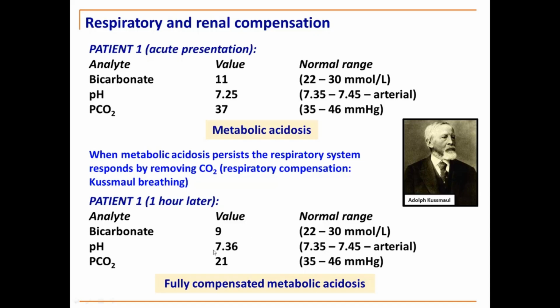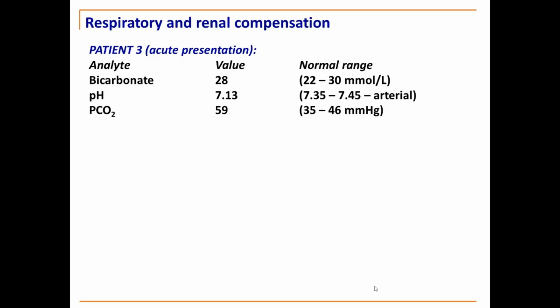So a partially compensated metabolic acidosis, that 21 would be the same for sake of argument, the 9 would be the same, but that might say 7.32. So it's not back in the normal range, but there is still compensation going on, so it would have been a partially compensated metabolic acidosis. Okay, have a quick look through it again if you're not sure, and you will get plenty of practice, don't worry. So next one, so this is our patient 3.